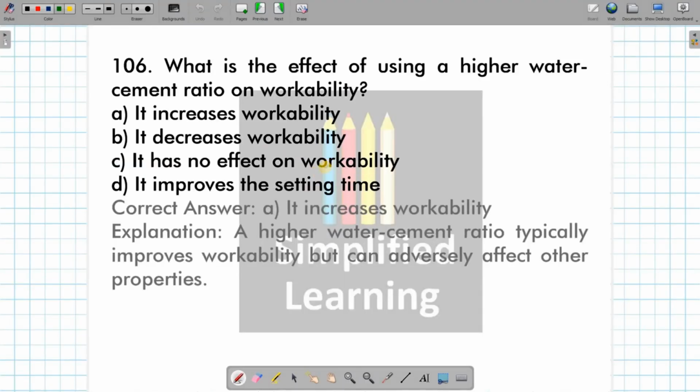Then the effect of using a high water cement ratio on workability. Obviously, more water cement ratio is going to increase the flow property. That is, it is going to increase the workability, right?